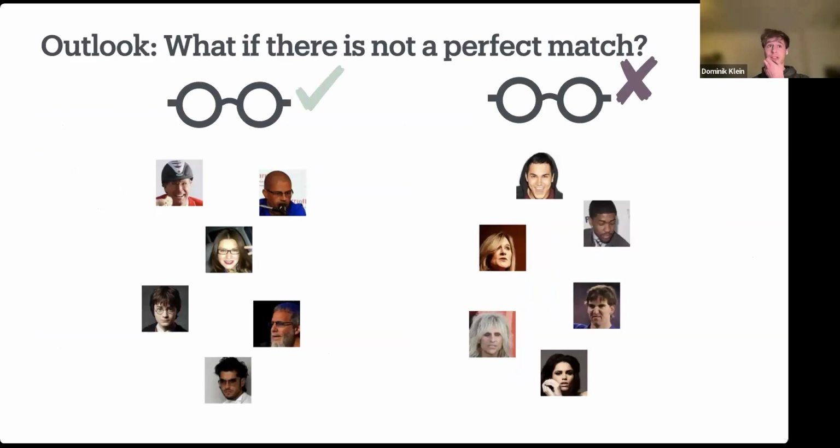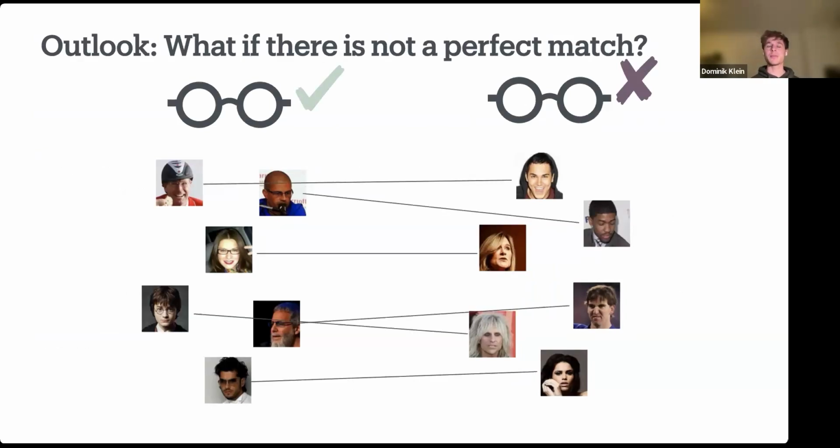Then we have a little bit of time for an outlook. So let's go back to images. What if we don't have a perfect match? Just imagine now you have a couple of images with glasses and a couple of images without glasses. This is actually the CelebA data set. And now you want to somehow match them. For example, you want to have a Harry Potter, who doesn't wear glasses anymore.